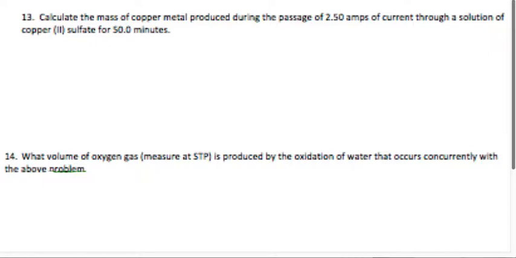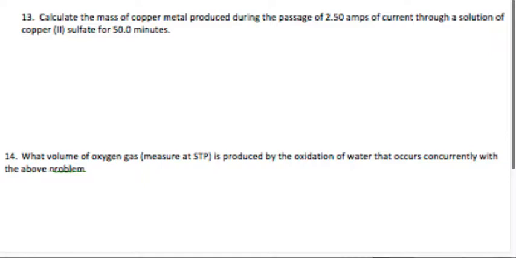So in this first problem, calculate the mass of copper metal produced during the passage of 2.50 amps of current through a solution of copper(II) sulfate for 50 minutes. So we're running this electrolytic cell. We know the amperage. It's going for 50 minutes. How much copper are we going to make? We're starting with what in our vat? It's in the problem, copper(II) sulfate.